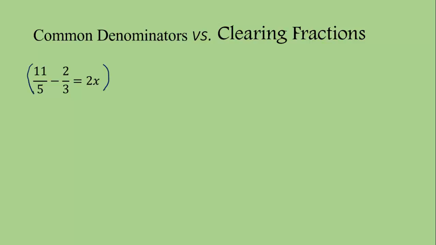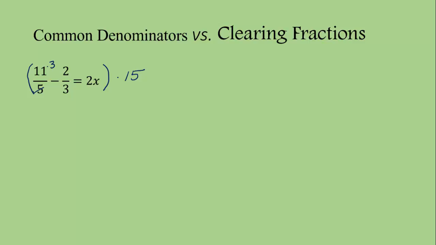Here's what I mean. The common denominator for 5 and 3 would be 15, right? Let's multiply the entire equation by 15. We distribute the 15, so think of it as multiplying each term by 15, and I'm going to reduce everything I possibly can. Watch this. When I multiply 11/5 times 15, the 5 reduces with 15. 5 goes into 15 3 times, so I'm left with 3 that I still have to multiply by.